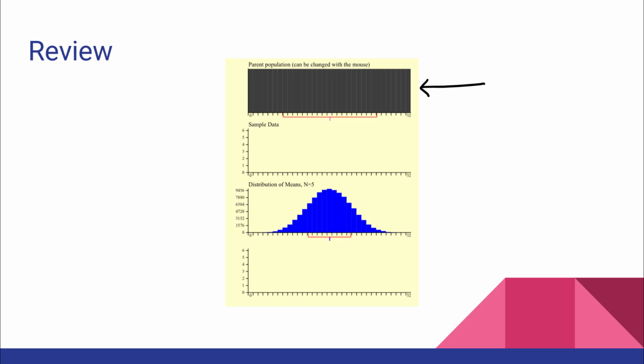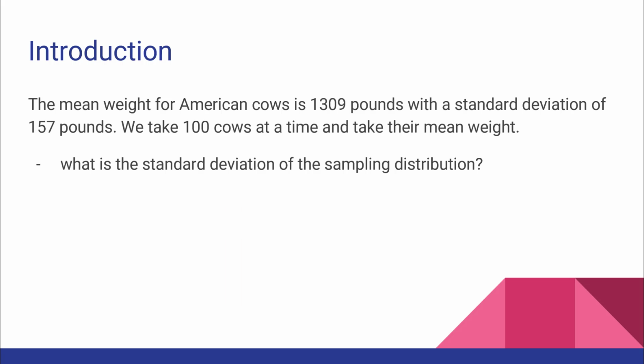No matter what shape the parent population is, it could be normal, it could be skewed, or it could be uniform like here. If we keep taking samples out of the parent population and then averaging the numbers we get from the parent population, we will end up with a normal distribution, and this is the sampling distribution that we will work with.